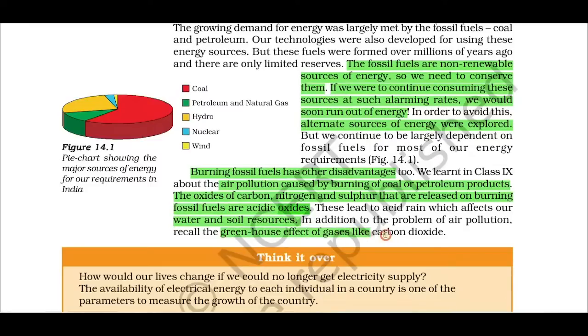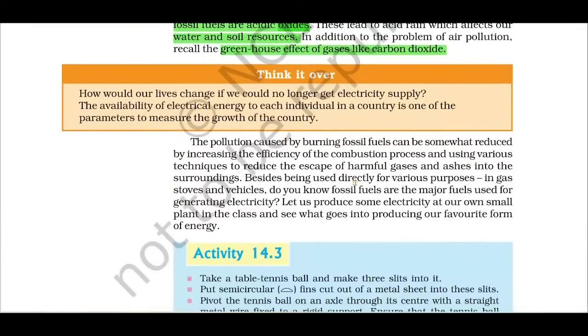Name the greenhouse gas. It is carbon dioxide. Name the air pollutants. What are the air pollutants? Oxides of carbon, oxides of nitrogen and oxides of sulfur are the major air pollutants. The pollution caused by burning of fossil fuels can be decreased by increasing the efficiency of the combustion process. That is complete combustion, right?